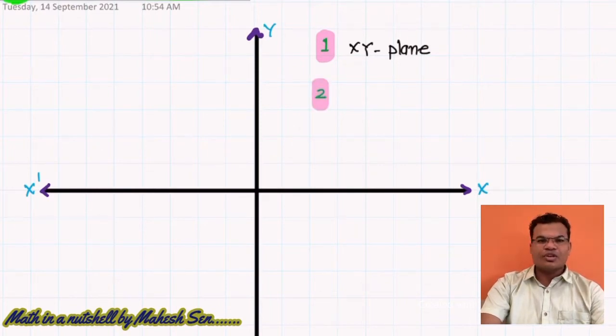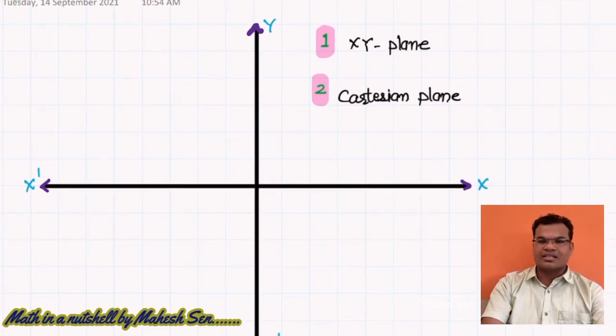So very first, we know that there are two axes, x dash and y dash, and these two axes always lie in some plane. So what is the name of this plane, where both the axes lie? First of all, it is known as the xy plane. Second is the Cartesian plane. This is also known as the Cartesian plane.